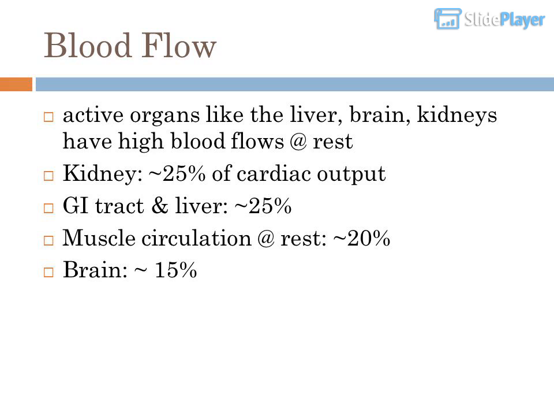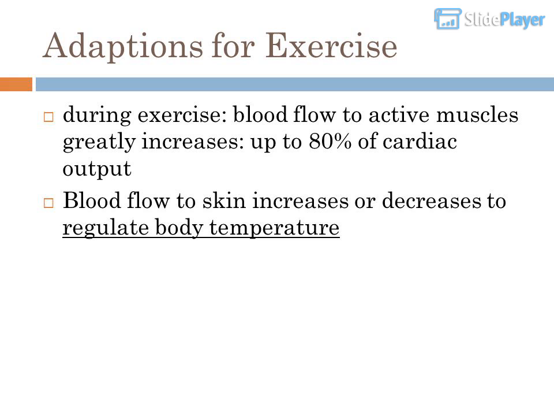Blood flow. Active organs like the liver, brain, and kidneys have high blood flows at rest. Kidney, 25% of cardiac output. GI tract and liver, 25%. Muscle circulation at rest, 20%. Brain, 15%. Adaptations for exercise.